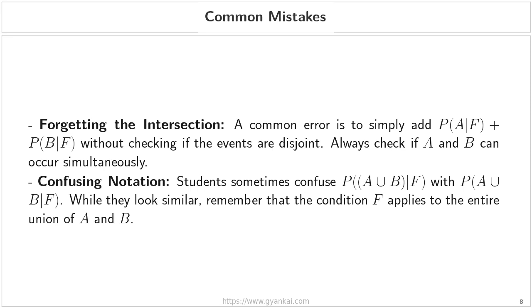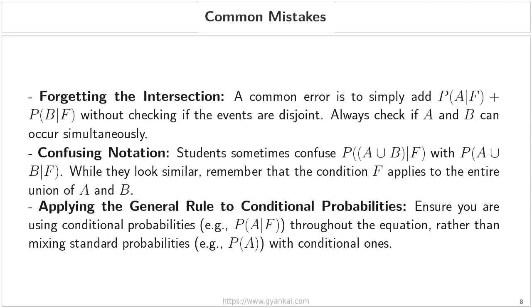It is easy to get confused between the probability of the union of A and B, given F, and other similar-looking expressions. While the notation might look slightly different at a glance, always remember that the condition F applies to the entire union of A and B. Keep your brackets clear so you know exactly which part of the event is being restricted by the condition.